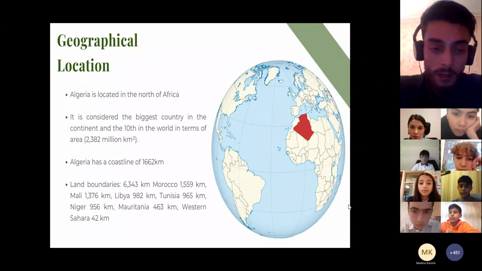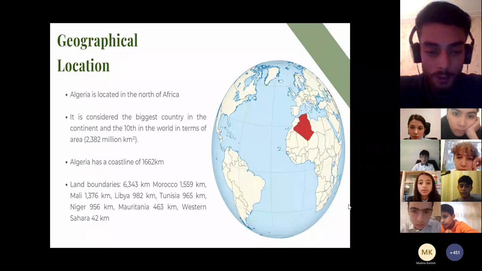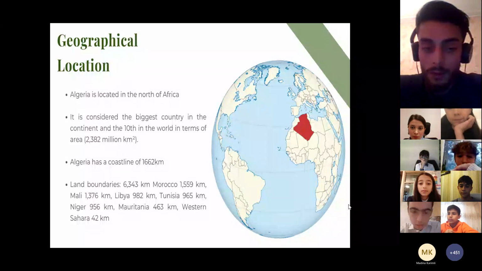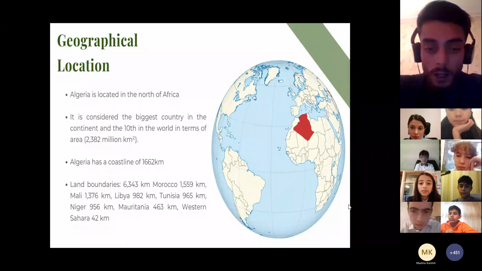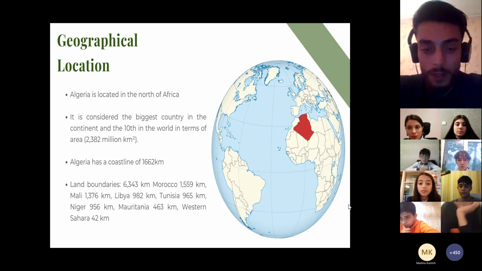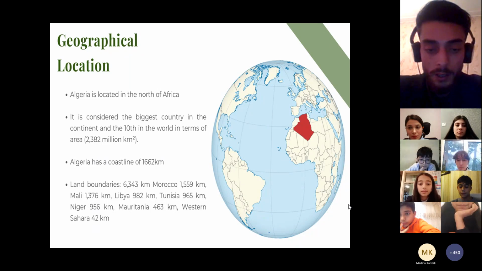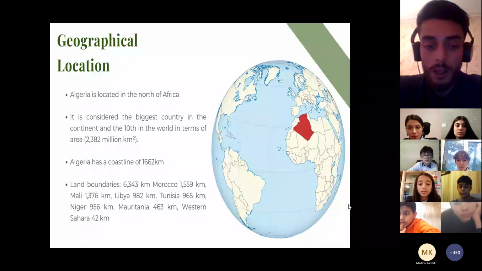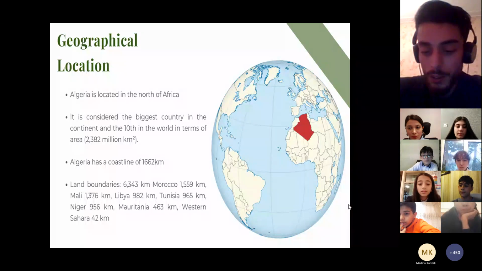Our land boundaries are 1,376 kilometers with Mali, 982 with Libya, and with Tunisia we have a border of 965 kilometers, 956 kilometers with Niger, and with Mauritania as well, 463, and 42 kilometers with the Western Sahara.